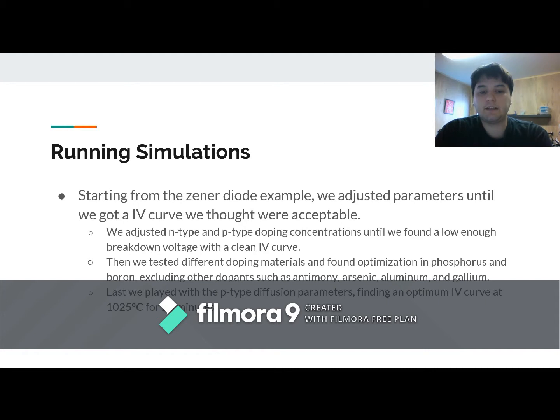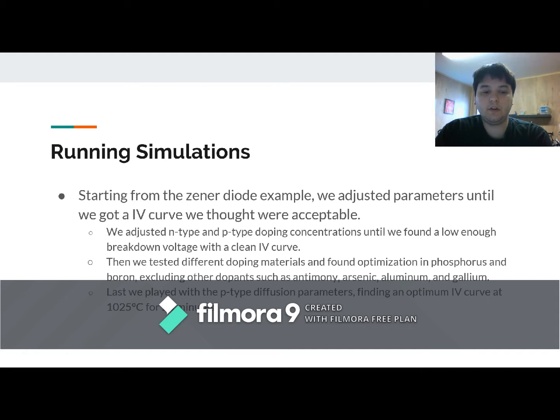We followed the exact same process for our p-type dopant, and then when we finally found those optimum results, we decided we wanted to test some other dopants in our diode. On our N side, we ran simulations with antimony, phosphorus, and arsenic, and on our P side, we used boron, aluminum, and gallium. What we found was that the material in our N-type doping didn't really have a large effect on the breakdown voltage or our IV curves. But for the P-type side, boron took the crown for the lowest breakdown voltage.